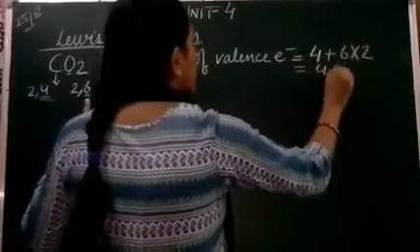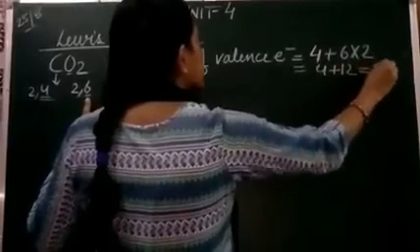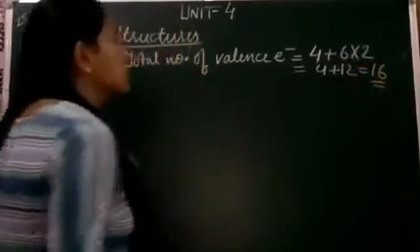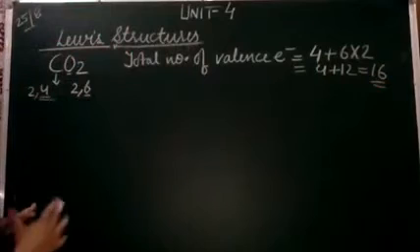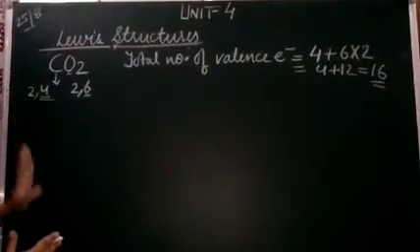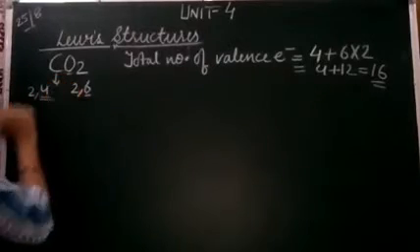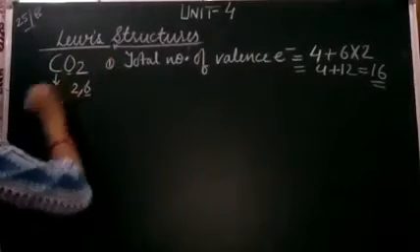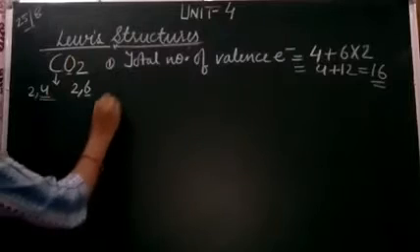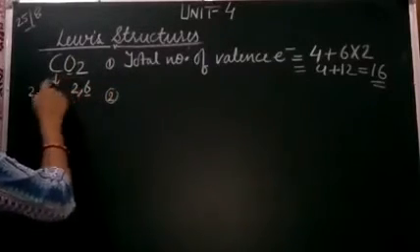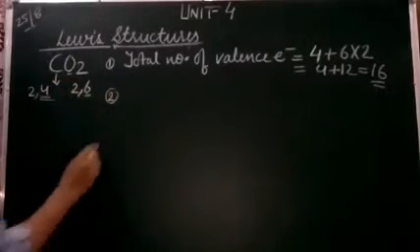So in total, we have 16 electrons. We have to just accommodate the 16 electrons around this carbon dioxide, right? So next, among the two, this was to find out the total number of valence electrons. Next, we will select which element is the least electronegative.